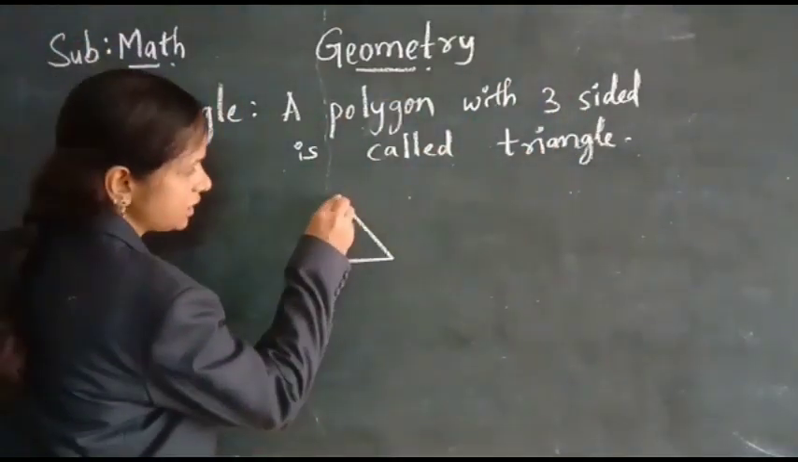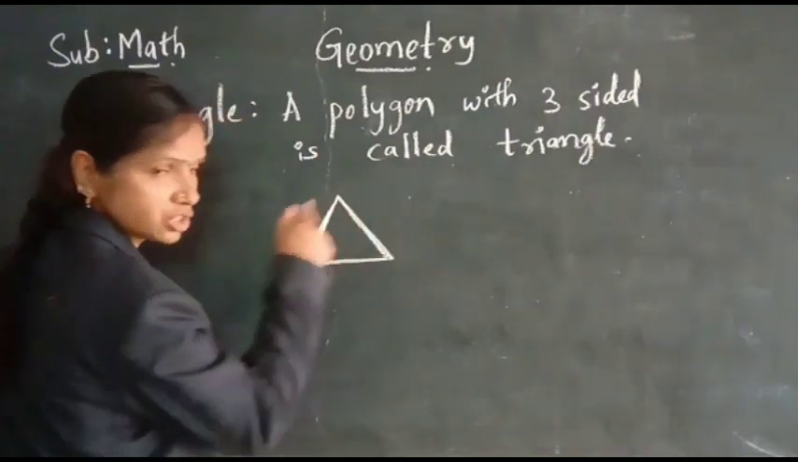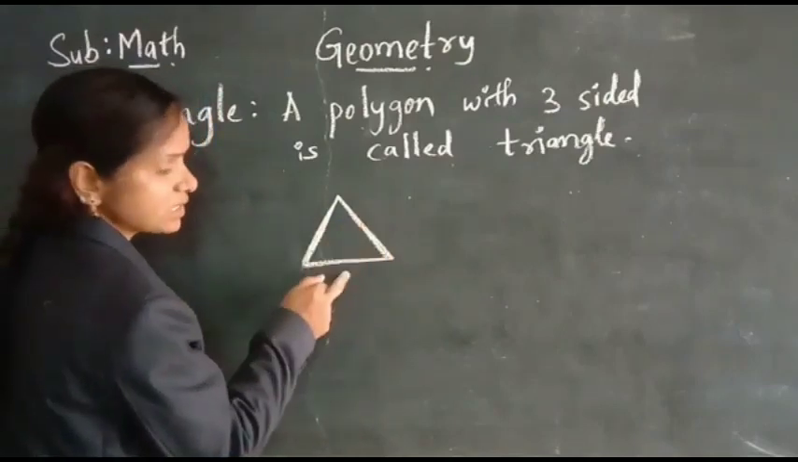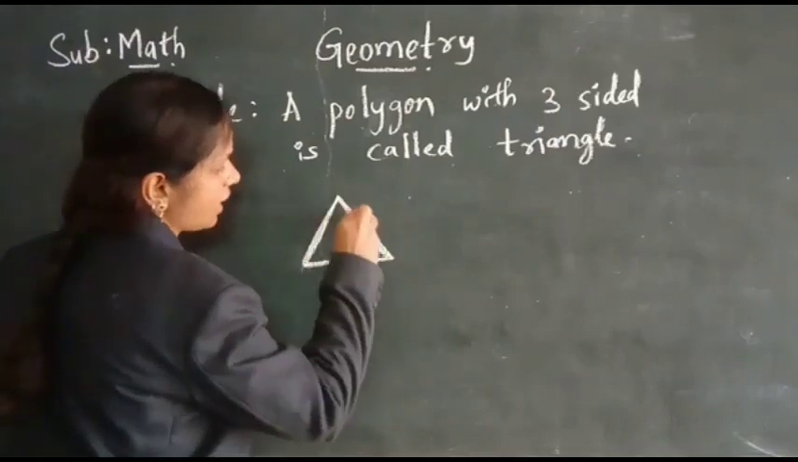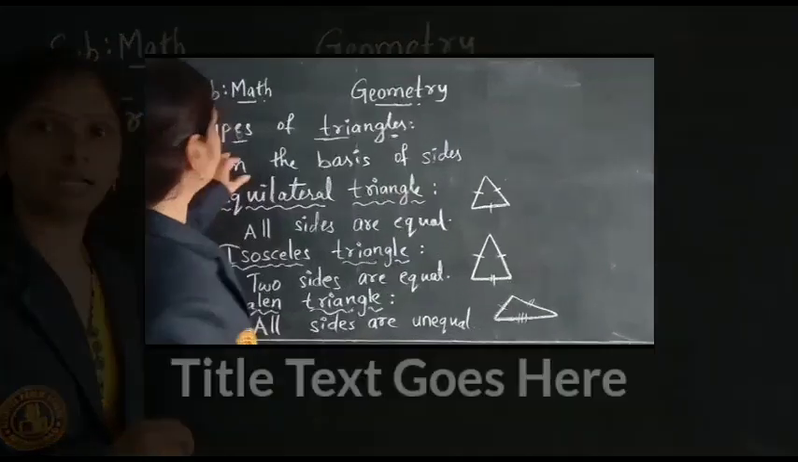Now see here, what does a three-sided polygon mean? It is a closed shape and it should have line segments. And how many line segments do we have here? Three. So it is a triangle, a three-sided polygon.